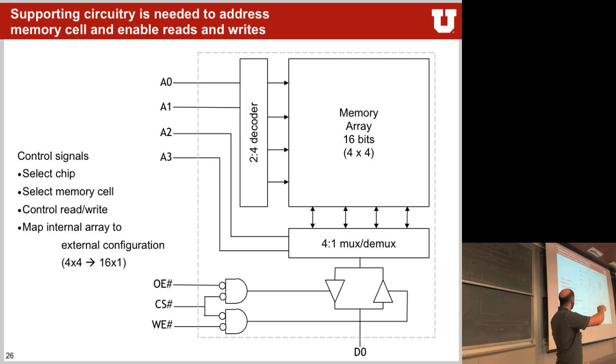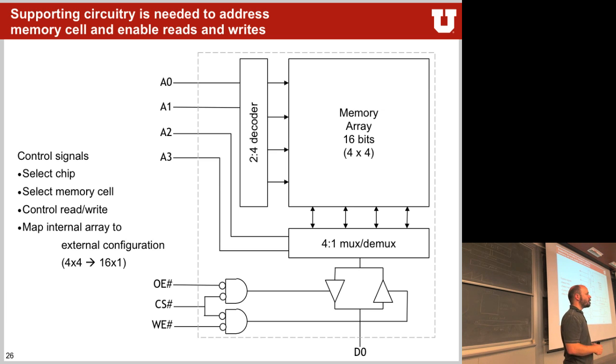Quick exercise for you guys. Assume, right here we have now a 4x4 interface, right? So we have 4 word lines, and we have 4 data lines that get muxed down. What happens if we would go from a 4x4 array to a 16 by 1 array? How would the interface change? What would the decoder look like? What would your demuxer look like?